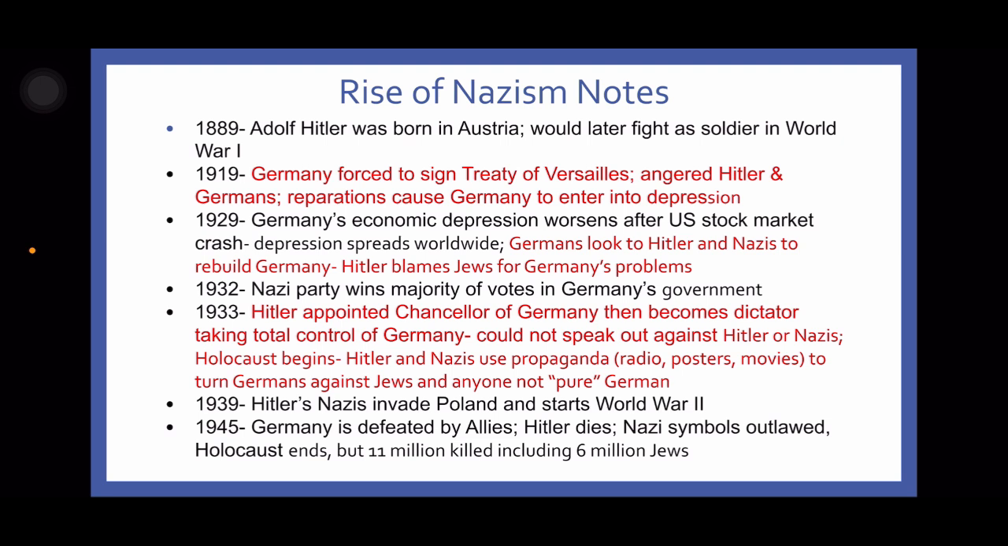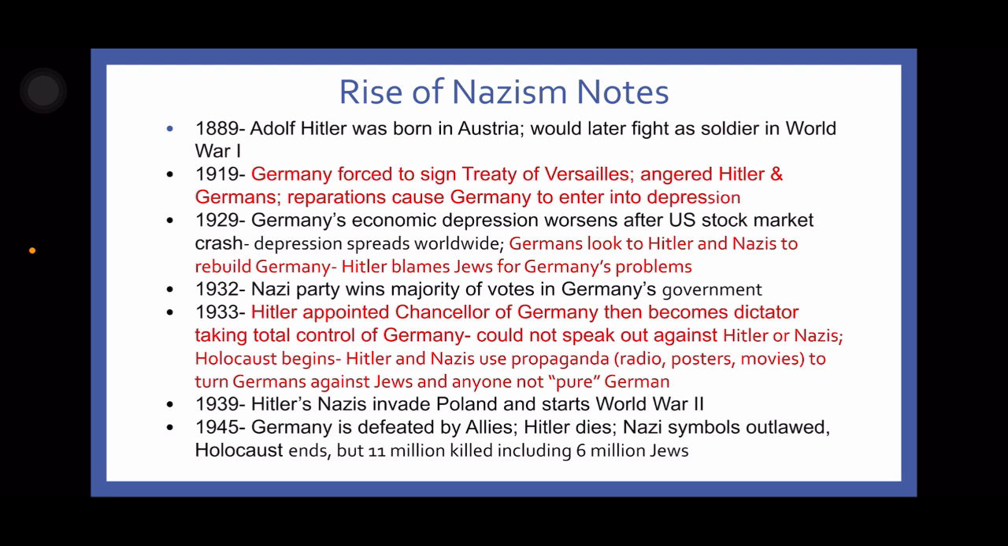Now, in 1929, Germany's economic depression worsened after the United States stock market crashed, because Germany was dependent on United States resources. But now the depression spread worldwide, and Germany took Hitler and the Nazis' advice of rebuilding Germany. Of course, the key word here is that Hitler and the Nazis used propaganda to manipulate people.